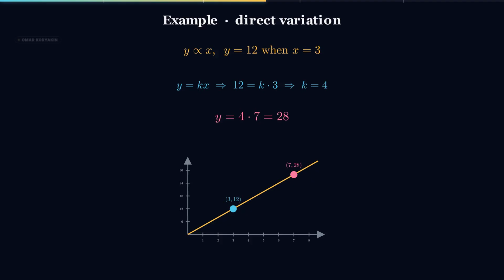The two known points sit on the line: 3, 12 and 7, 28, both on y equals 4x. The constant of variation is 4. The full equation is y equals 4x, and the answer to the question is y equals 28 when x equals 7. Both points lie on the same straight line through the origin, exactly as direct variation requires.